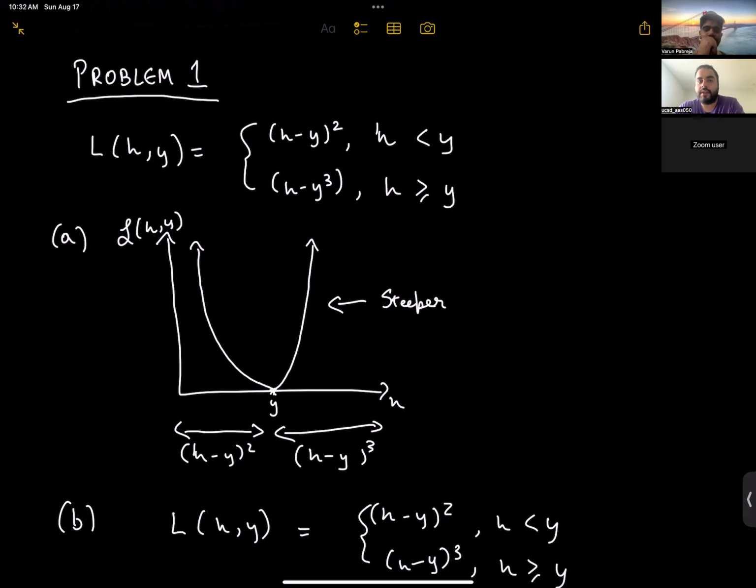Because when our prediction is equidistant from the data value, in the other direction, right? So basically, some prediction here at distance d, and some prediction here at distance d. The prediction here is going to be much steeper than the prediction on this side, because we have a cubed function instead of a squared function. So the risk, since it comes from averaging loss functions, also behaves like this, and increases much more steeply for larger values of h than the smaller values of h, right?